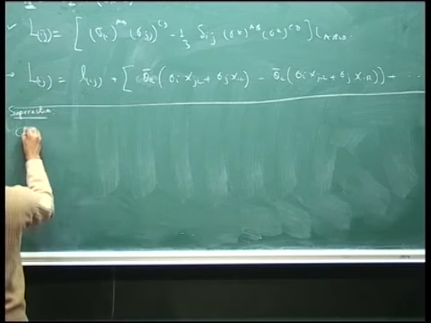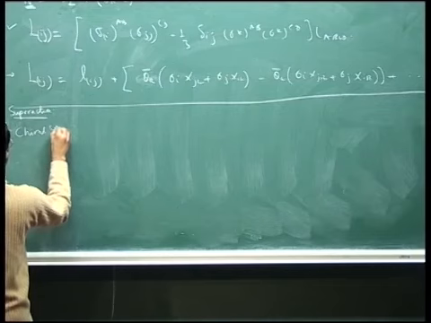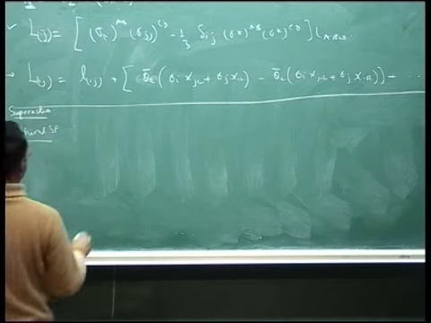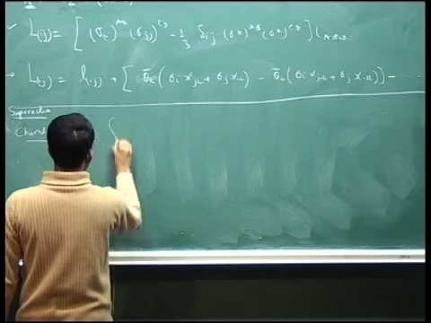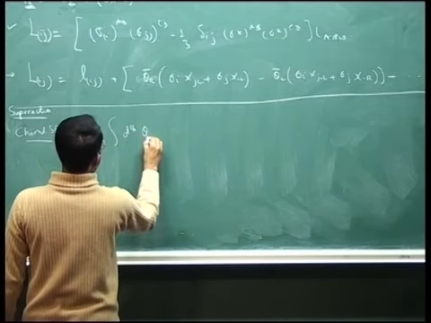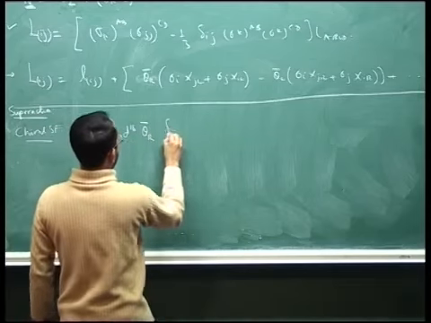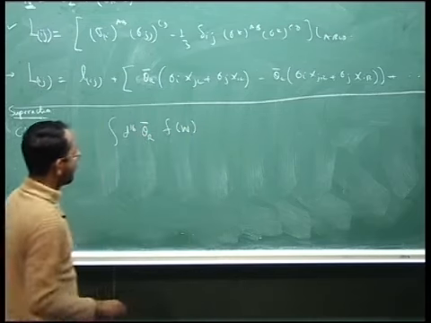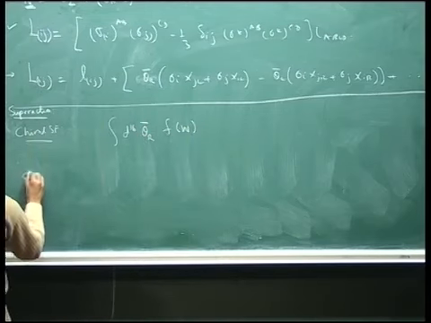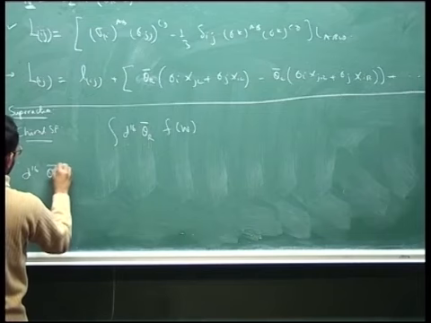So for the chiral superfield, let me write down the superaction. The Lagrangian is given by an integral over only the theta L part of the superspace because it's chiral, and an arbitrary function of W. That's not so surprising.